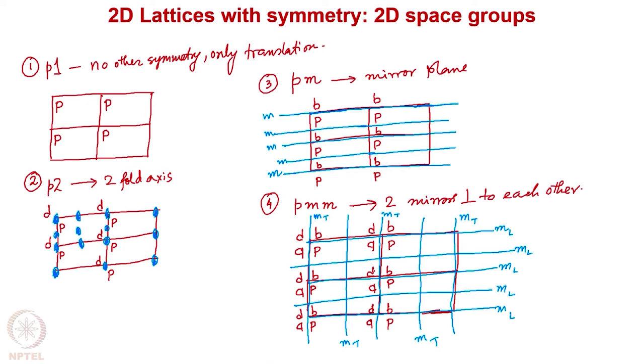Now I would like you to see one more interesting aspect here. Wherever I have a point of intersection of two mirrors, at those points I have a twofold generated. So wherever two mirrors are intersecting, a new twofold has been generated. So overall, this PMM lattice or PMM space group contains two perpendicular mirrors, ML and MT, and wherever those ML and MT cross each other, the point of intersection is a twofold axis that is generated in this case.